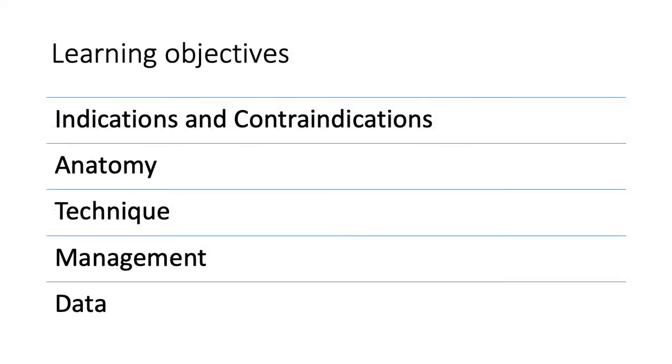During this lecture, we'll start with an introduction and discuss indications and contraindications for the block. We'll talk about the anatomy of the paravertebral space and the technique for placement using landmarks and ultrasound. And then we'll discuss the management and some data regarding the use of the paravertebral block, and finish off with a review question.